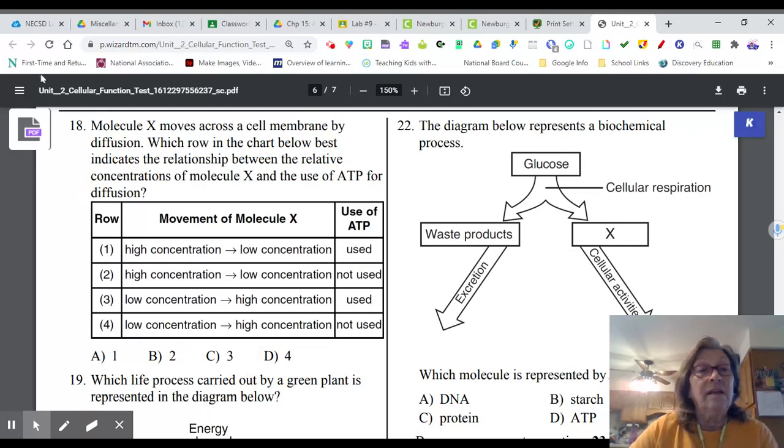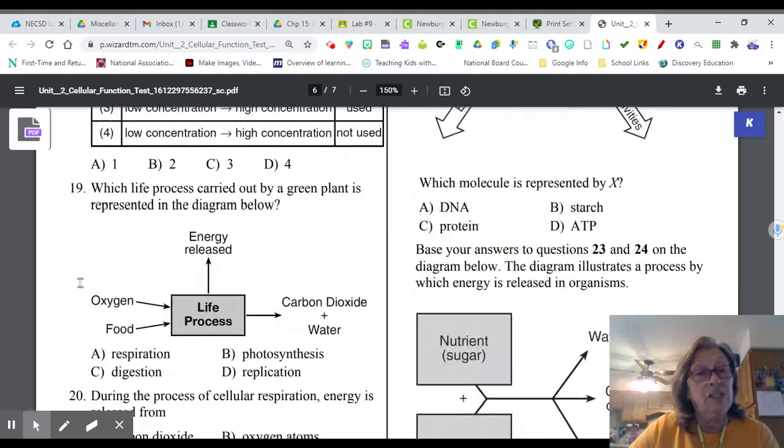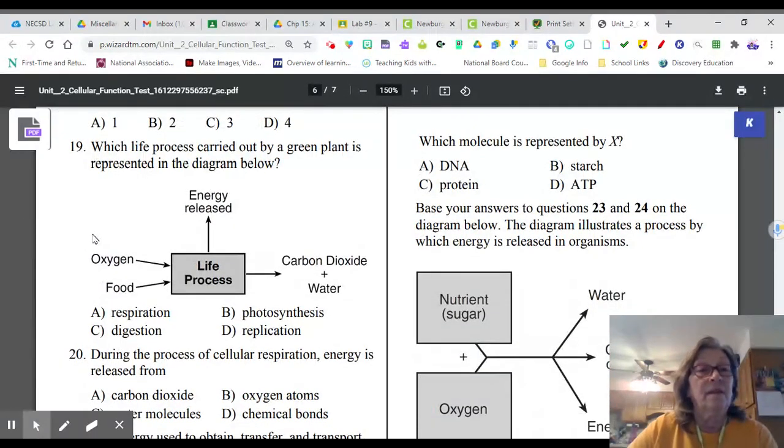And again, the question is, molecule X moves across a cell membrane by diffusion. Which row in the chart below best indicates the relationship between the relative concentrations of molecule X and the use of ATP for diffusion?